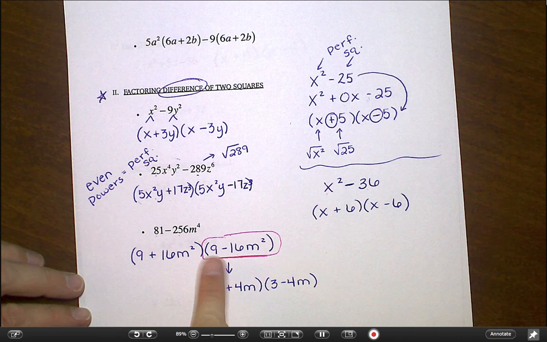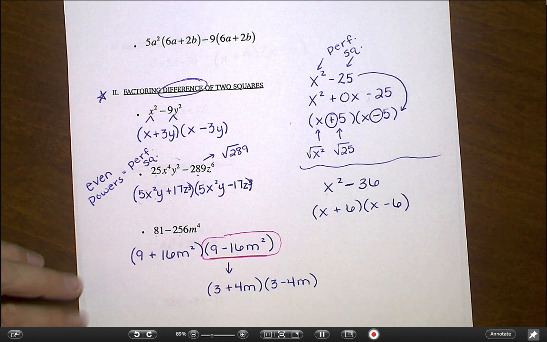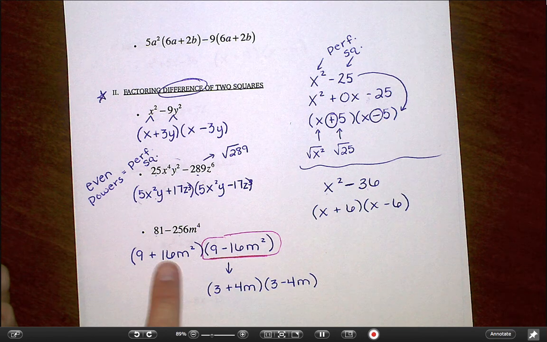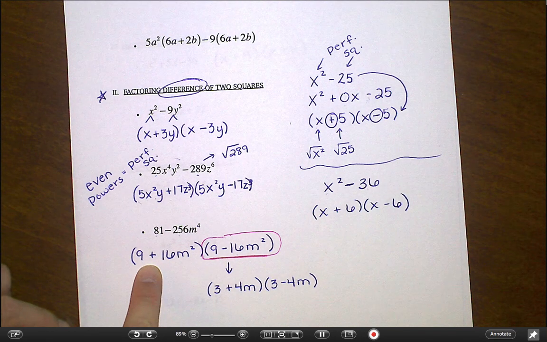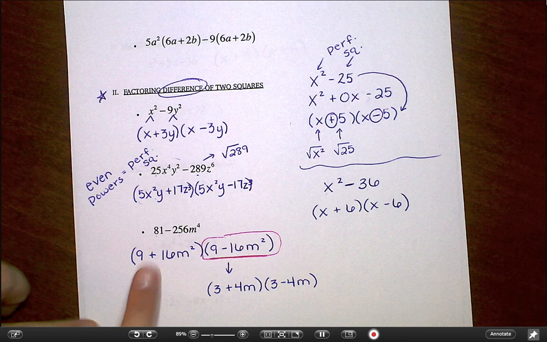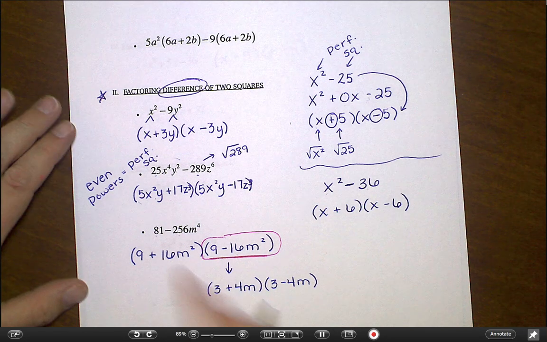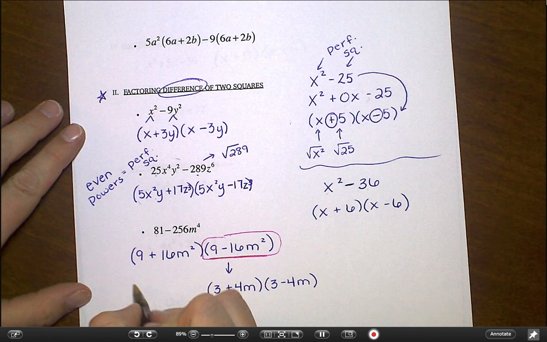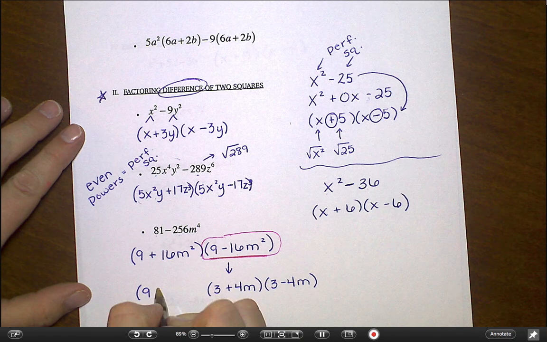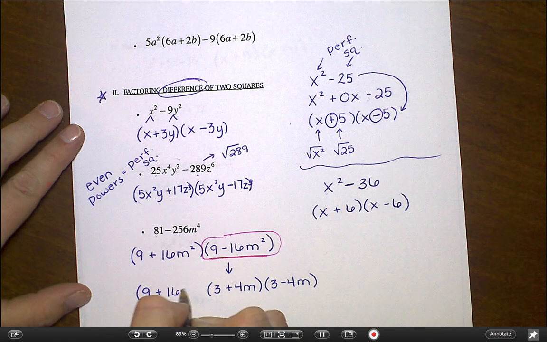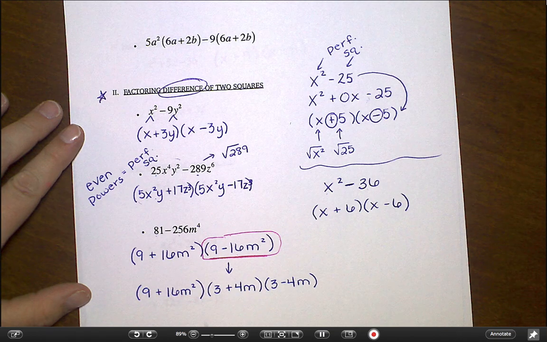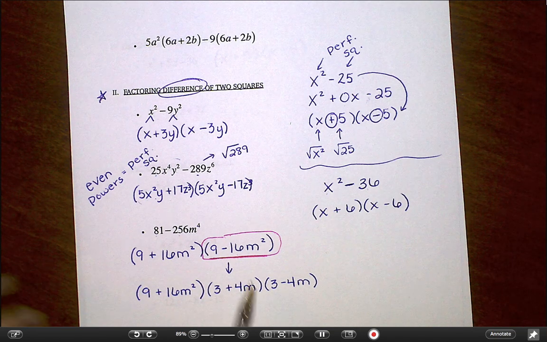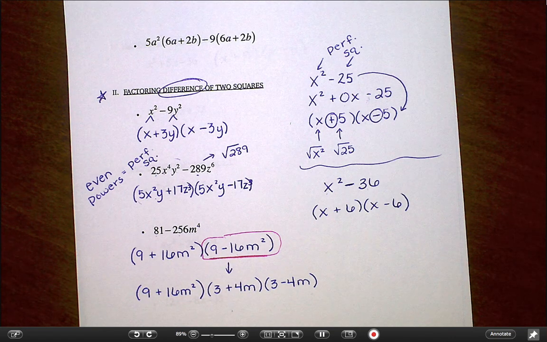Just like before, these are both perfect squares. I've got subtraction in the middle. Now, this one can't break down any further because it's got a plus in the middle. This method only works with subtraction. Okay, so this parenthesis is going to just stay as is. 9 plus 16m squared. So if I said to factor, you're not all the way factored until you're broken down as far as you can go. So you would want to break it all the way down to that point.